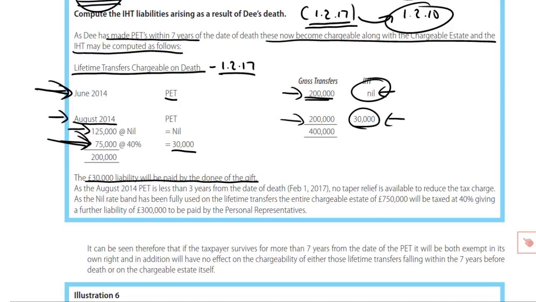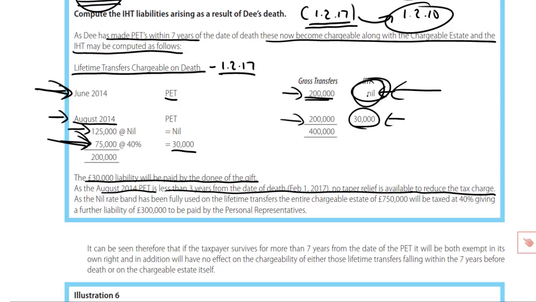As we've said, as the August 14 PET is less than 3 years from the date of death, there is no taper relief available to reduce that tax charge. Taper relief was irrelevant on that first transfer. Why? Because there was no tax to reduce anyway.